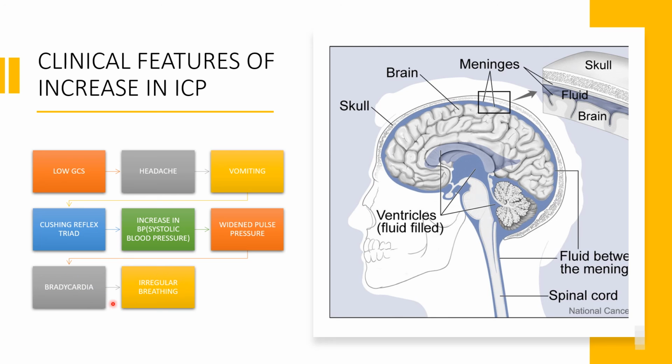Then what about irregular breathing? How does it occur? As I told before, when the ICP increases, this pressure pushes the medulla. Everybody knows the medulla is the respiratory center. It controls the respiration. So any compression can cause irregular breathing.